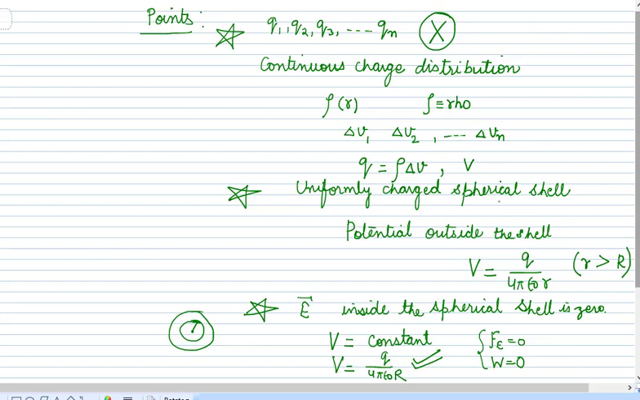So for the spherical shell, this is for the outside and this is for the inside. And if you have a continuous charge distribution, you can use this formula. So considering these 3 points, we can calculate our electrostatic potential in each case.